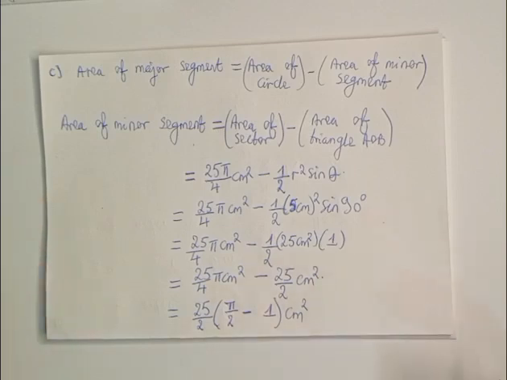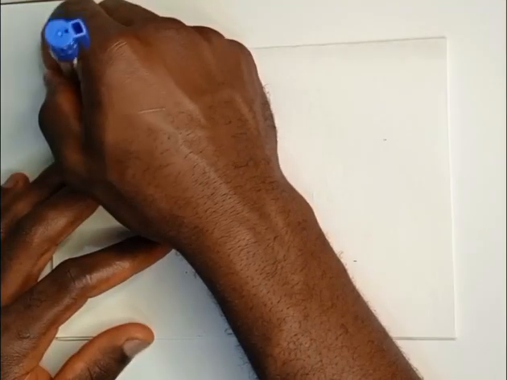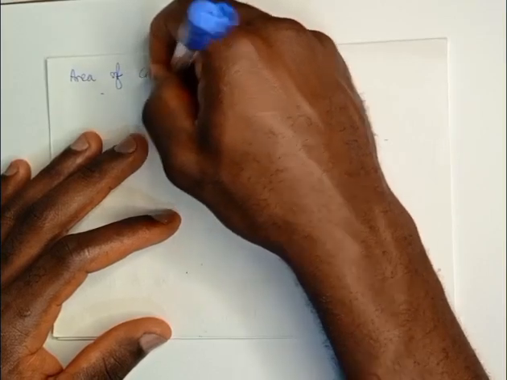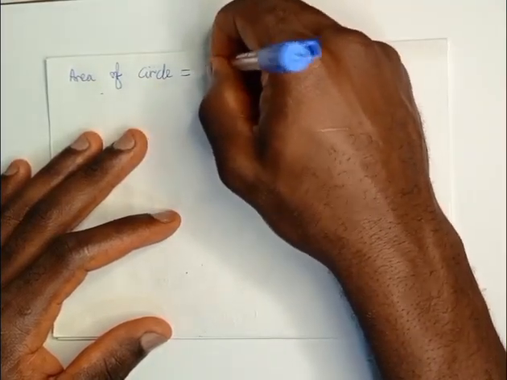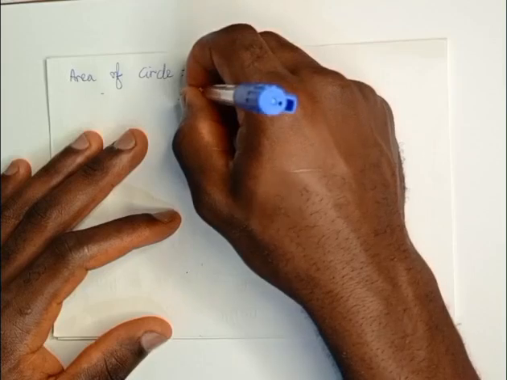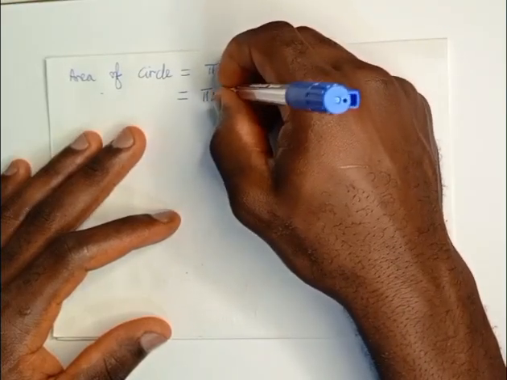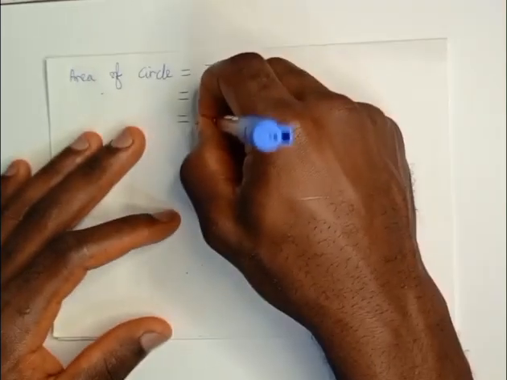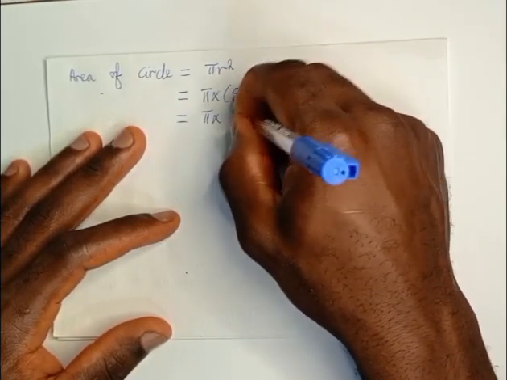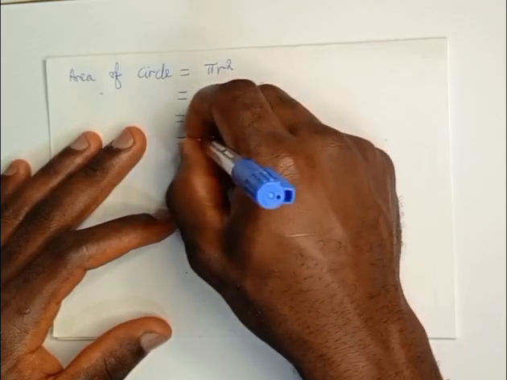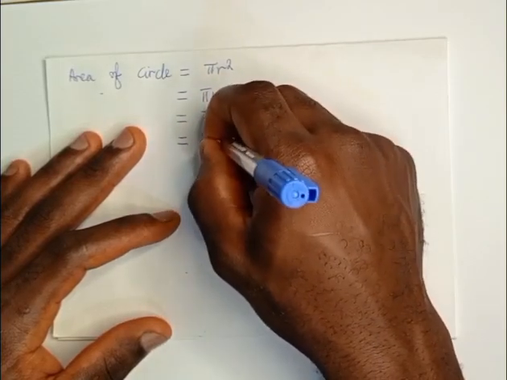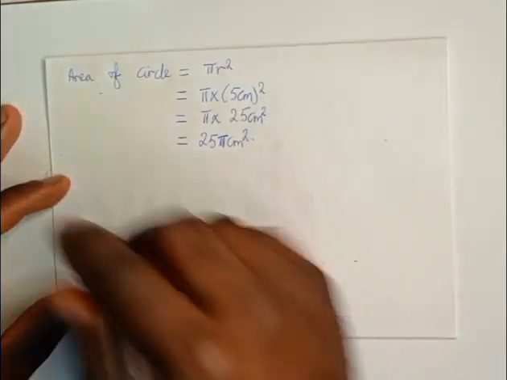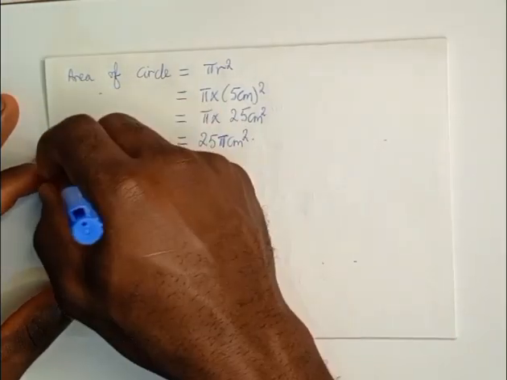Now let's calculate the area of the circle. Area of circle is given by pi radius squared. This will simply be equal to pi times the radius, which is 5 centimeters, all squared. This will give us pi times 25 centimeters squared. This will simply be equal to 25 pi centimeters squared. Now we can calculate the area of our major segment.